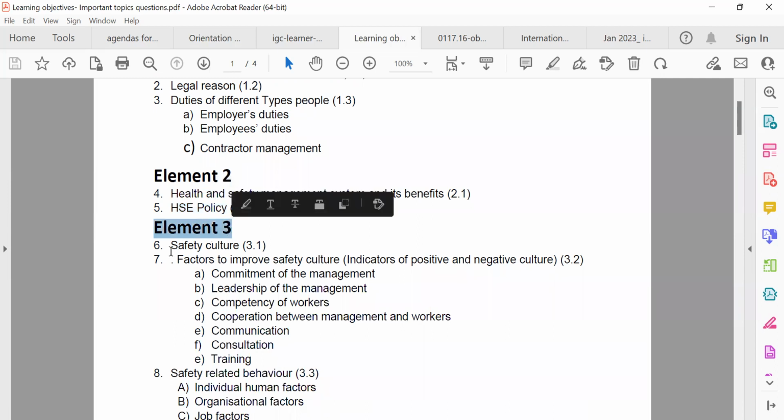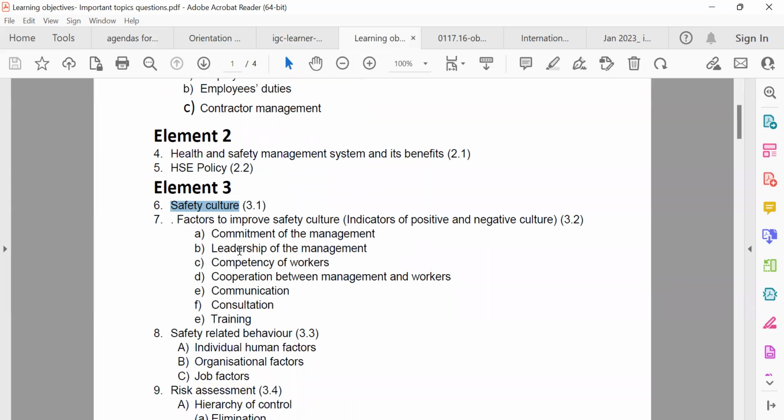Then the third element. The sixth learning objective is safety culture. The seventh learning objective is factors to improve health and safety culture. The main important, repeatedly asked topic is indicators of health and safety culture of an organization, like positive culture indicators or negative culture indicators. Under these learning objectives you have to learn these topics: commitment of the management, leadership of the management, competency of the workers, cooperation between management and workers, communication, consultation, training, etc.